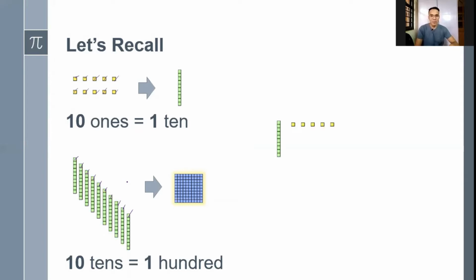Another example, I have here 1 ten and 5 ones. The base 10 blocks form what number? 15. So this is equal to 15, and the number 15 has 1 ten and 5 ones. Again, the number 15 has 1 ten and 5 ones.